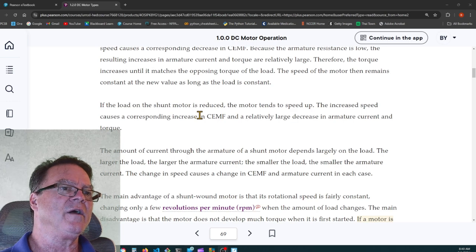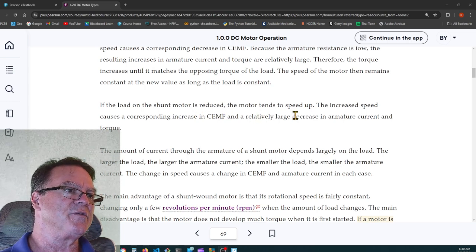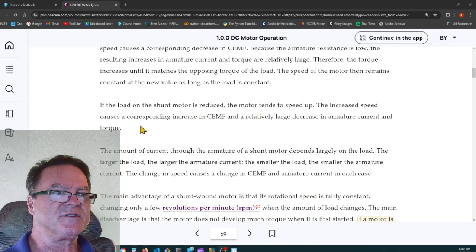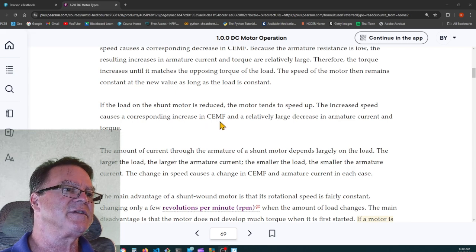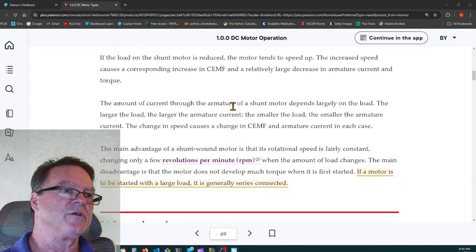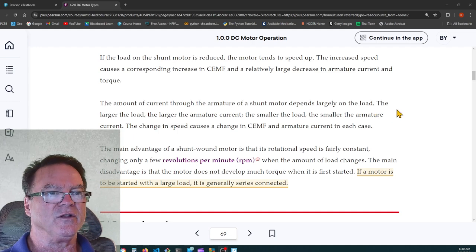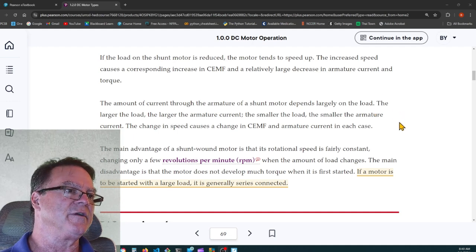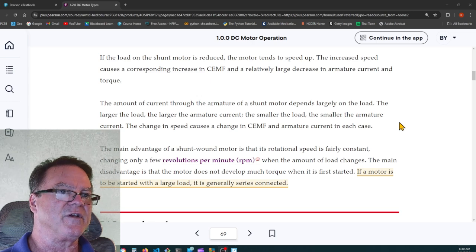If the load on the shunt motor is reduced, the motor tends to speed up. The increase in speed causes a corresponding increase in counter-electromotive force and a relatively large decrease in armature current and torque. The amount of current through the armature of a shunt motor depends largely on the load. The larger the load, the larger the armature current. The smaller the load, the smaller the armature current.